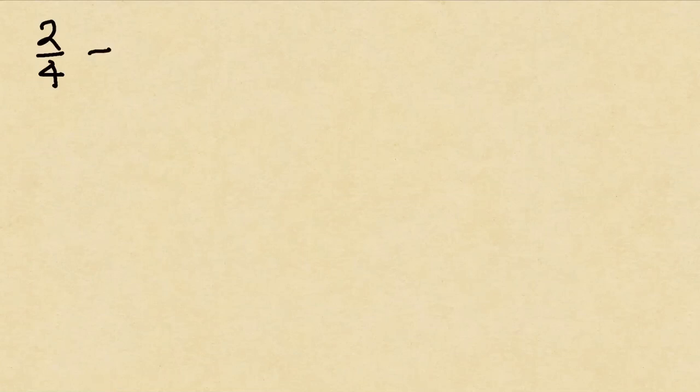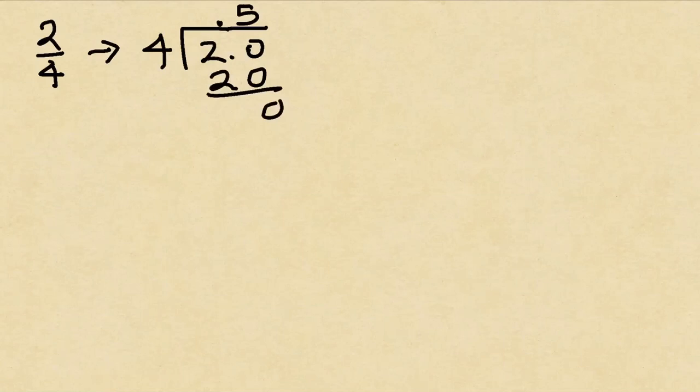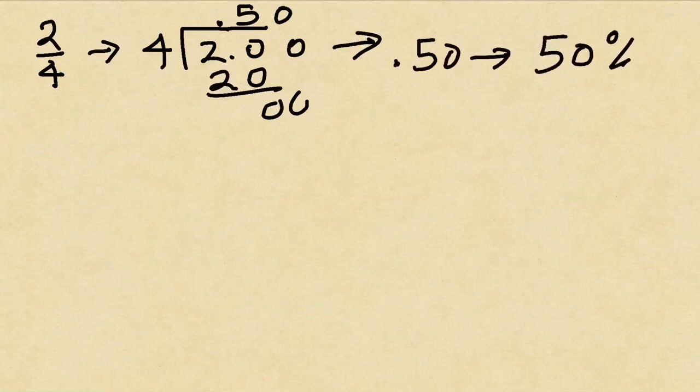Let's do a couple more doing it the other way. Let's do a nice easy one, 2/4. So all you're going to do is 2 divided by 4. Give yourself another decimal place. 20, 0, 0, 0. Then you can take your 0.50 and convert that to a percentage, which is 50%.